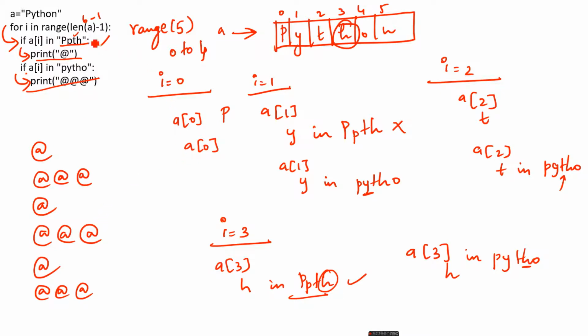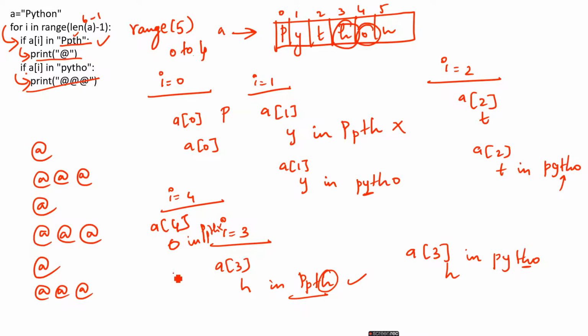Now the last value from the range function will be 4. So i equal to 4. What is A of 4? O. So we will check A of 4. A of 4 is O. O is present in PPTH? Condition false. So we will check the next condition.